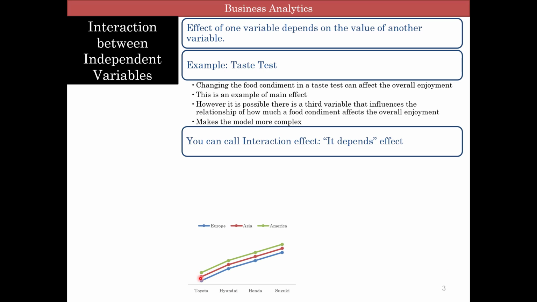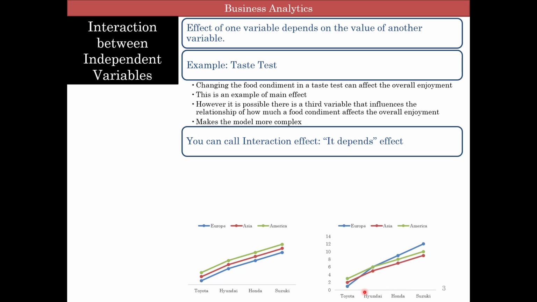Let's take an example here of how interaction effects look. Here you have sales of Toyota, Hyundai, Honda, and Suzuki. And here are the different continents: Europe, blue; Asia, red; Americas in green. And here you don't see any interaction. Consistently, Toyota is being outperformed by Hyundai, Honda, and Suzuki at the best. And it doesn't matter which continent they are. There is no interaction. These lines are all parallel.